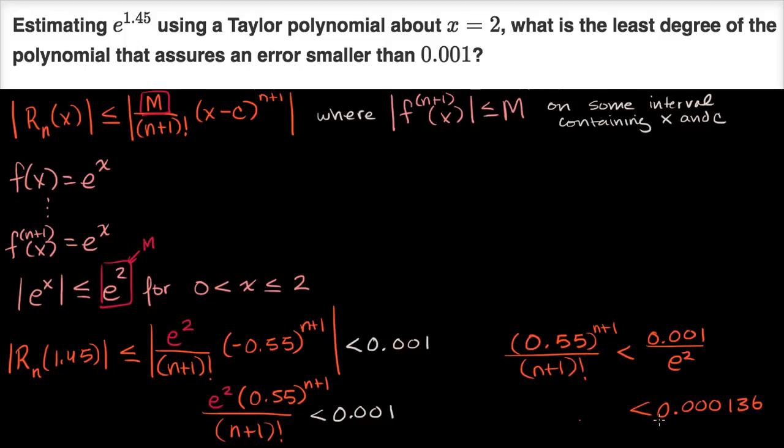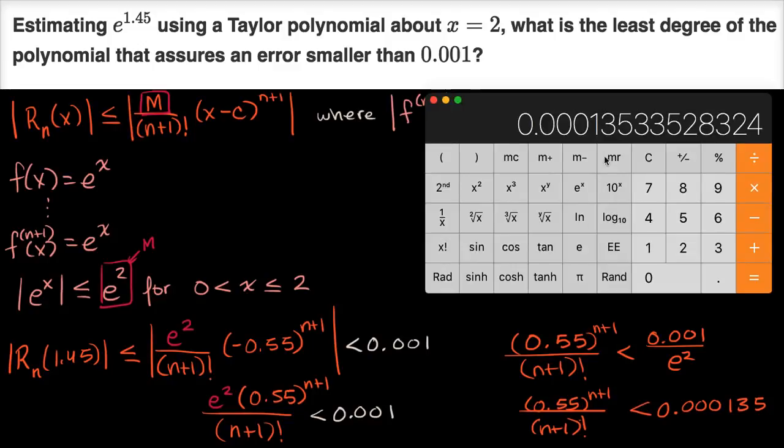If I can find an n that is less than this, then I am in good shape. Actually, let me say this: less than 0.000135. I want to be less than that value. This is a little bit more than 0.000135, but if I can find an n where that is less than this, then I'm in good shape. So let me write this: 0.55 to the n plus 1 over n plus 1 factorial. So let's try out some n's, and I'm going to have to get my calculator out. Let's see, did I do that right? Yeah, 0.000135. If we get something below this, then we're in good shape, because this is even less than that.